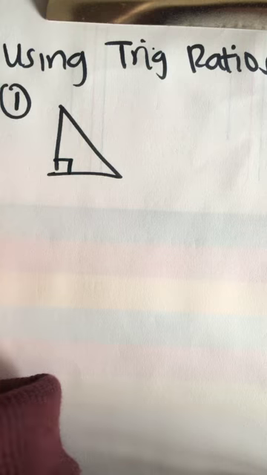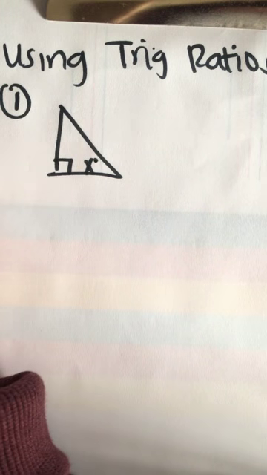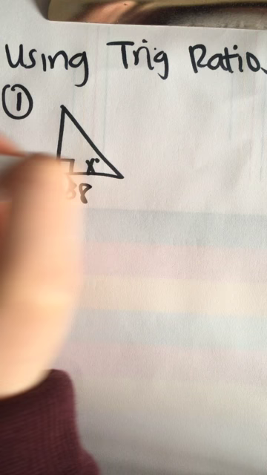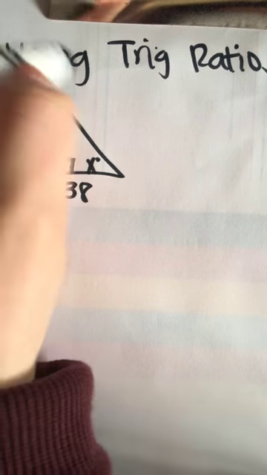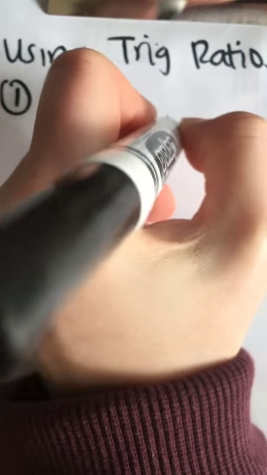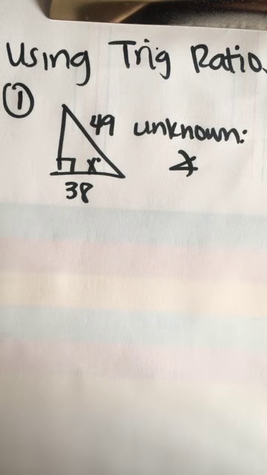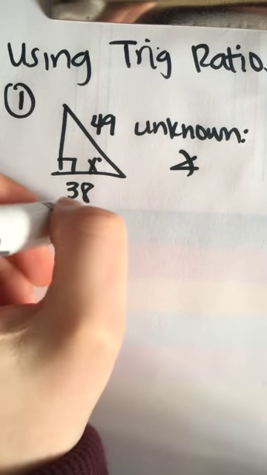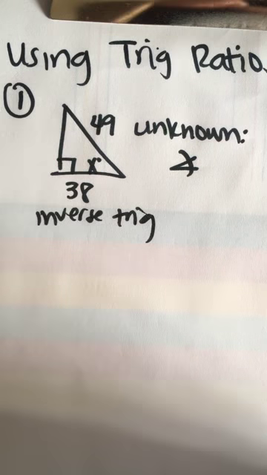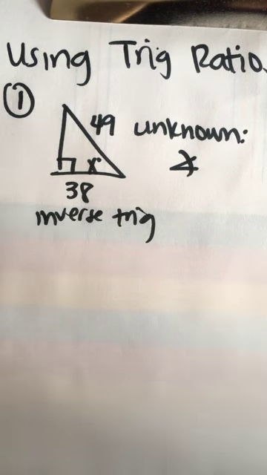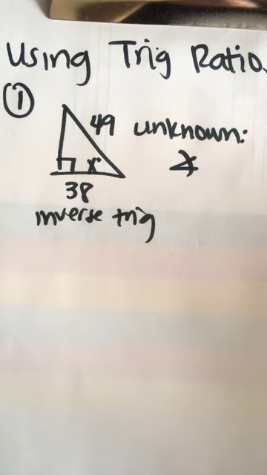So starting with number 1, you have your right triangle. We have an unknown angle x, and the side adjacent to angle x is 38, and the hypotenuse is 49. The thing that we don't know is an angle. Since we don't know an angle, we're going to use inverse trig. So we're going backwards. Instead of putting in angles and getting out side lengths, in the ratios of the side lengths, we're going to be putting in side lengths that we do know and get out the angle.